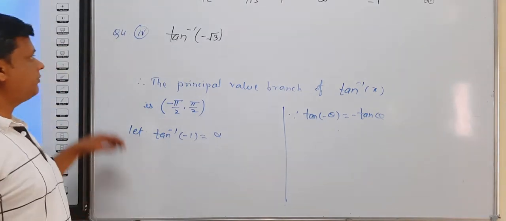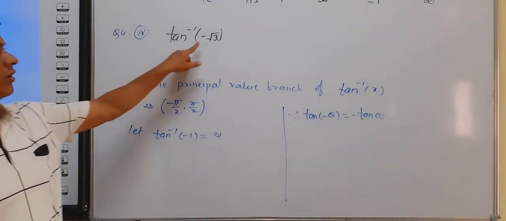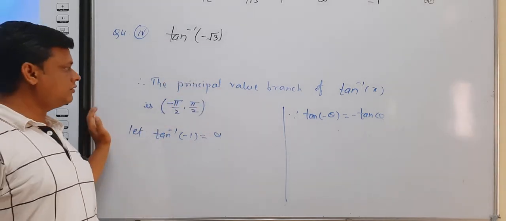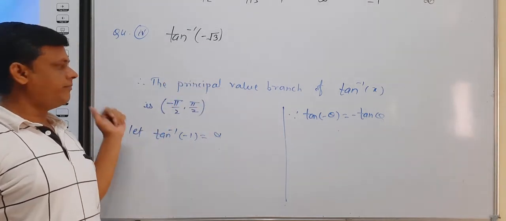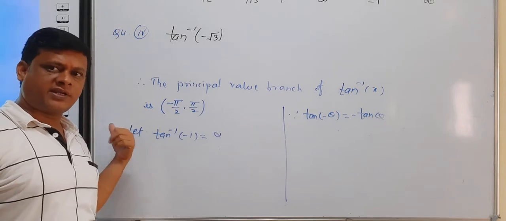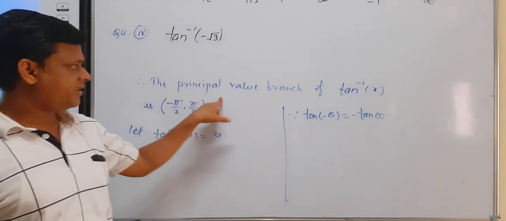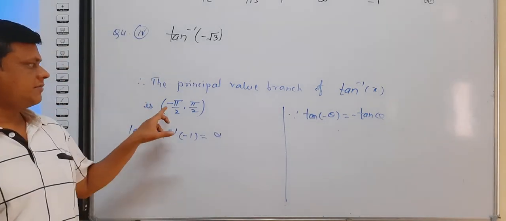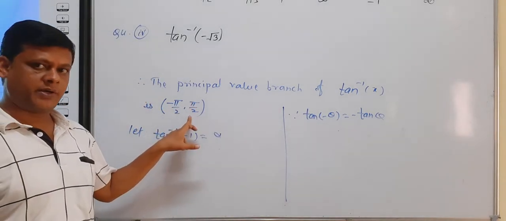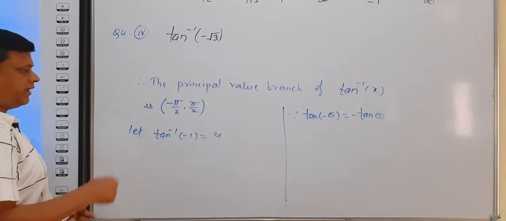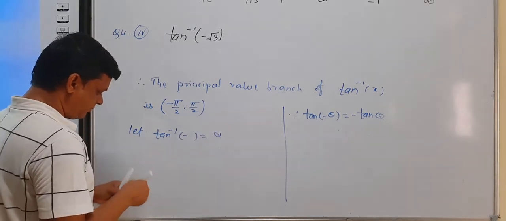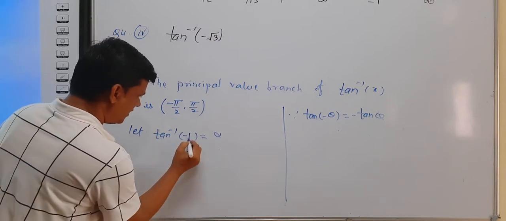Now see problem number 4, tan inverse of minus root 3. This problem also we solve by taking the reference of the previous example. So we write here the principal value branch of tan inverse is minus pi by 2 to plus pi by 2. So we take tan inverse of minus root 3 equals alpha.